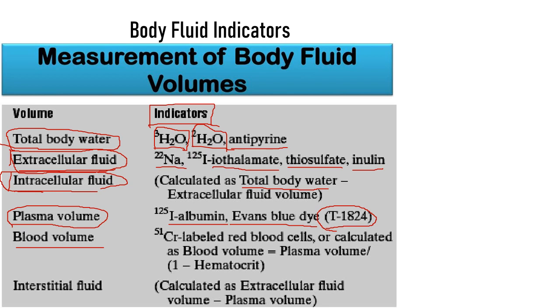blood volume can be calculated as plasma volume divided by 1 minus hematocrit. Hematocrit is simply the amount of red blood cells in the collection of your blood sample in the test tube. So the amount of red blood cells in your total blood gives you the hematocrit, and hematocrit is also known as packed cell volume.